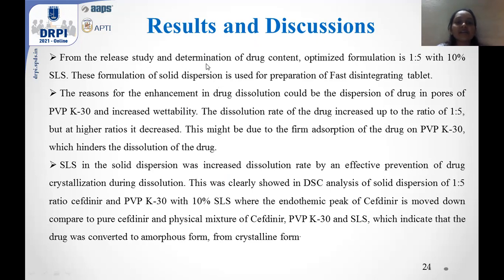So from the release study and determination of drug content, the optimized formulation is 1:5, as we have already seen from the previous data, with 10% of SLS. So these solid dispersion formulations are used for the preparation of fast disintegrating tablets. The reason for the enhancement in drug dissolution could be the dispersion of drug in pores of PVPK30 and increased wettability. The dissolution rate of the drug increased up to a ratio of 1:5, but at higher ratios it decreased. So this is the reason why we have taken the 1:5 formulation for preparation of fast disintegrating tablets.